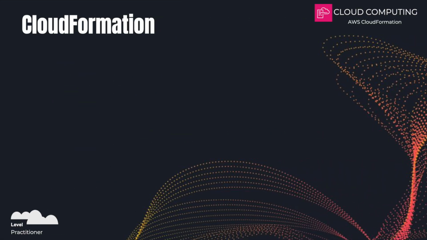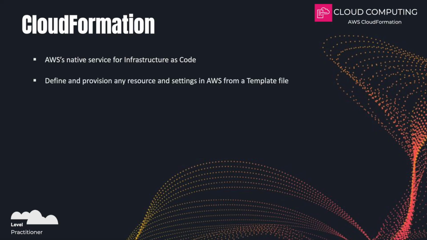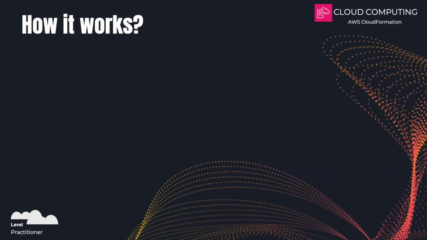Now, CloudFormation is AWS's native service for infrastructure as code. It allows you to define and provision all your AWS resources like servers, databases, storage, and networking inside a template file. Once you've written that file, CloudFormation can build the entire environment for you automatically. Think of it as AWS's built-in way of bringing IAC to life directly within its ecosystem. Let's break down how it actually works step by step.